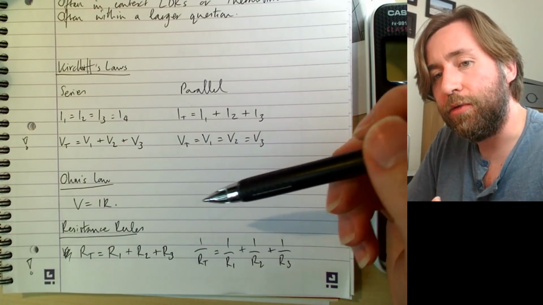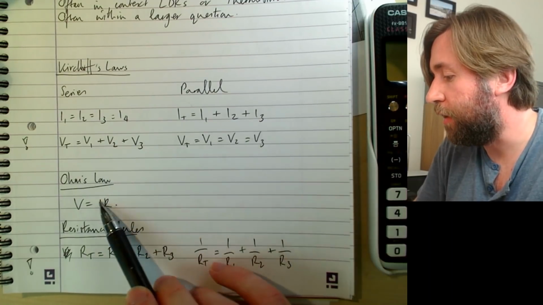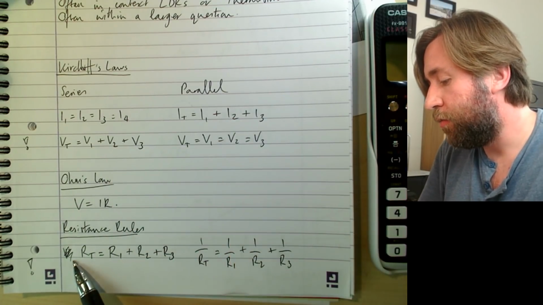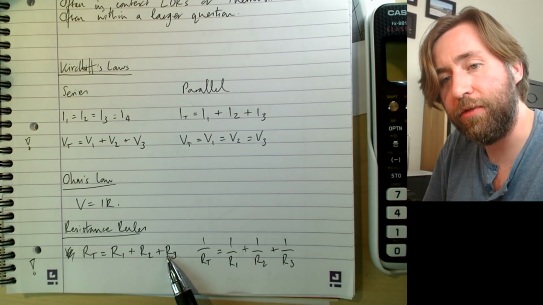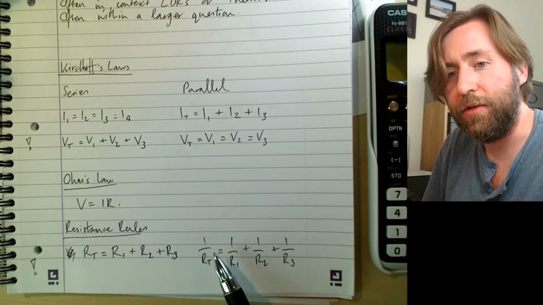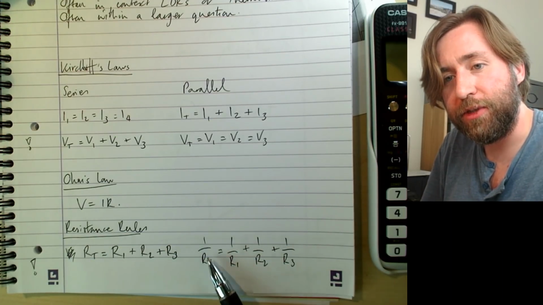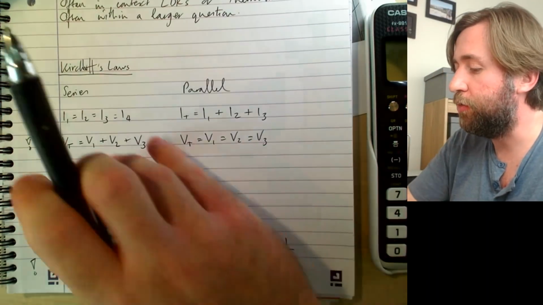You bring out Ohm's law and you just rearrange it to V over R and you get the current. And then the resistance rules, which are derived from these using Ohm's law, give you the rule for resistances in series, which is that the total resistance is the sum of the individual resistances, and resistance in parallel, where you add the reciprocals, and the total is the reciprocal of whatever answer you get. So this essentially is your toolkit.